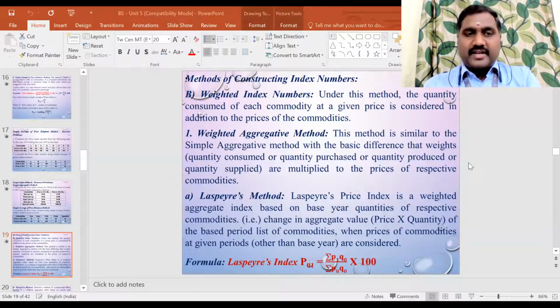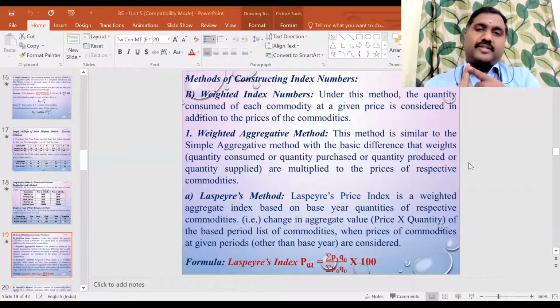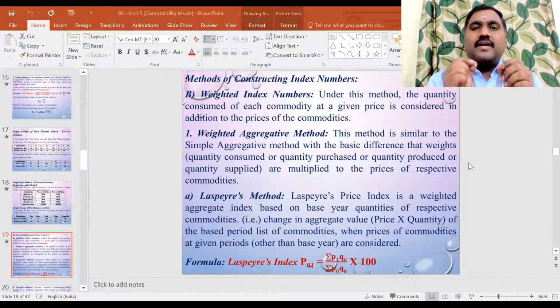Under the weighted aggregate method, you have three methods: Laspeyres method, Paasche's method, and Fisher method. Right? Under the weighted aggregative method, there are three methods: Laspeyres, Paasche's, and then Fisher. In yesterday's class, under the weighted aggregate method, we solved the problems under the Laspeyres method.